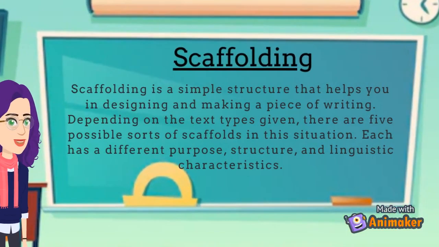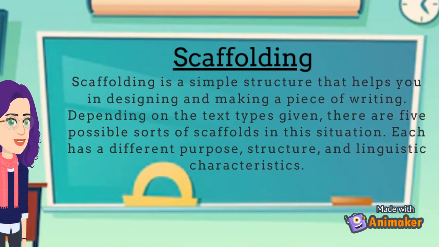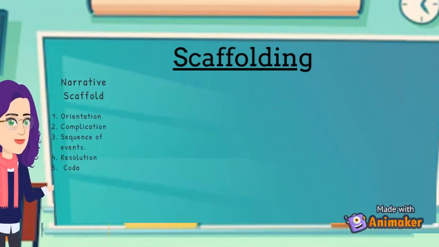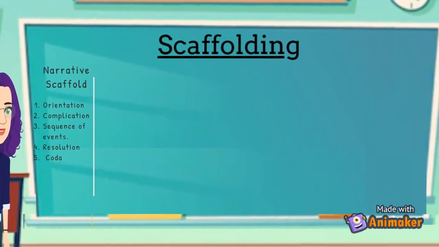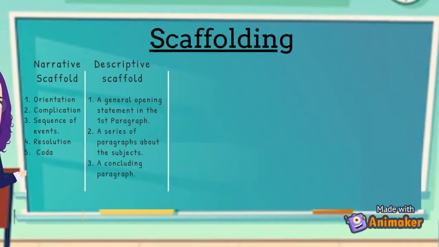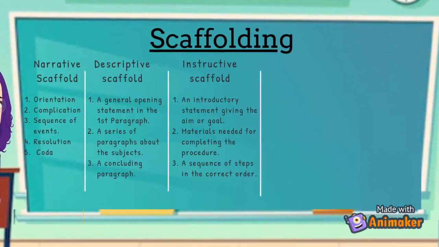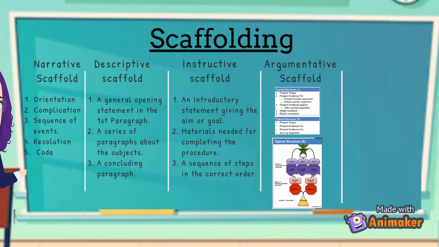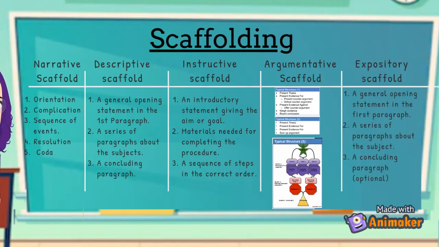Scaffolding is a simple structure that helps you in designing and making a piece of writing, dependent on the text types given. There are 5 possible sorts of scaffolds in this situation. Each has a different purpose, structure, and linguistic characteristics: narrative scaffold, descriptive scaffold, instructive scaffold, argumentative scaffold, and expository scaffold.